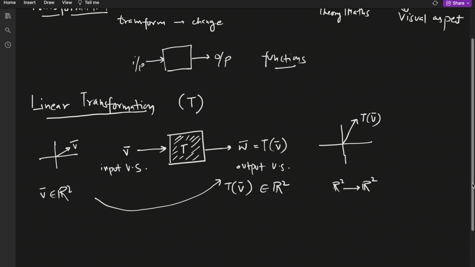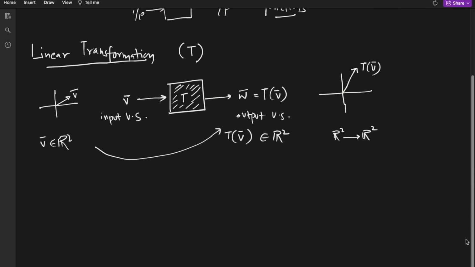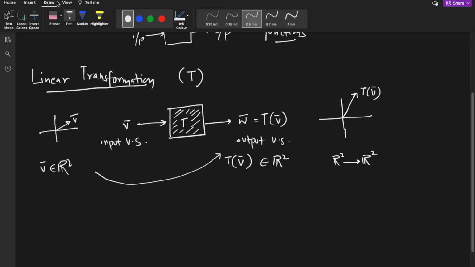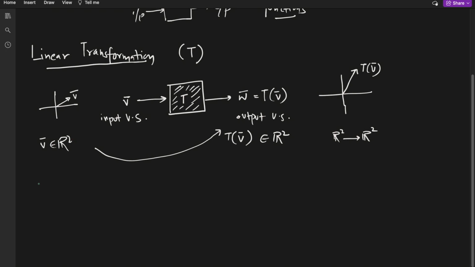For this transformation to be linear, it should meet two conditions. The first and foremost condition, condition A, is that the transformation of the sum of two vectors V and W should be the sum of their transformed vectors.